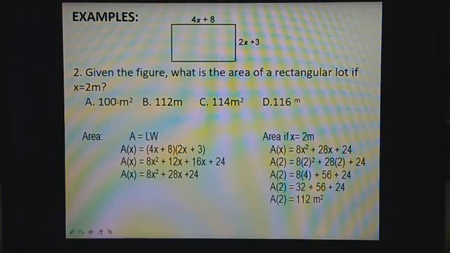Since in my choices, I did not put square meters on the 112. So, technically, you will not pick any correct answer there. So, you have to write the correct answer. The correct answer is 112 square meters, which is our area of the rectangular lot. So, the area is 112 square meters.